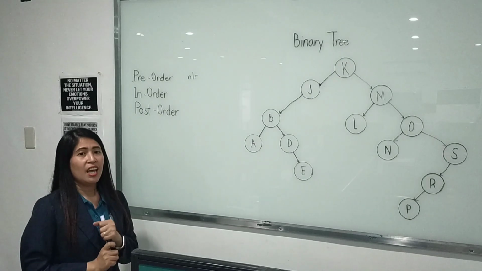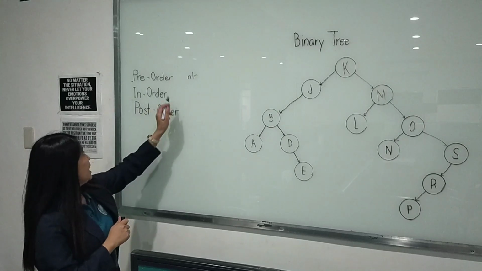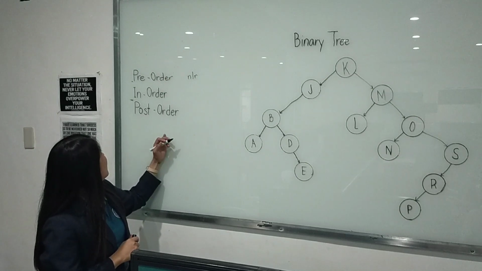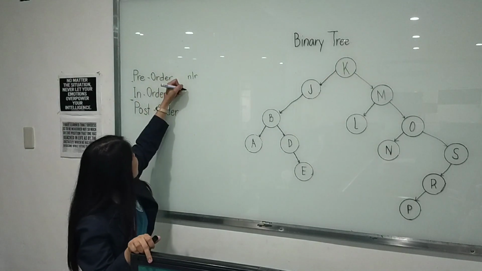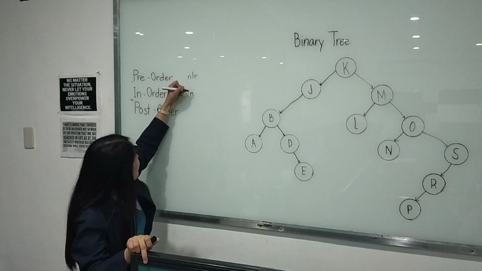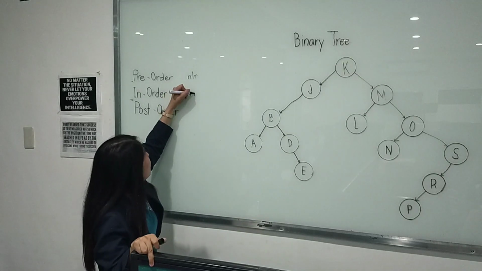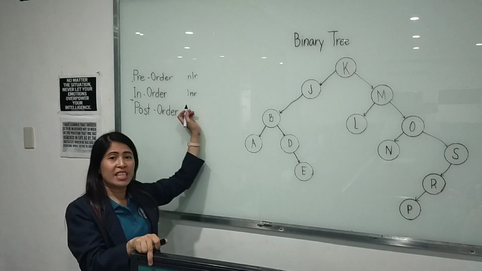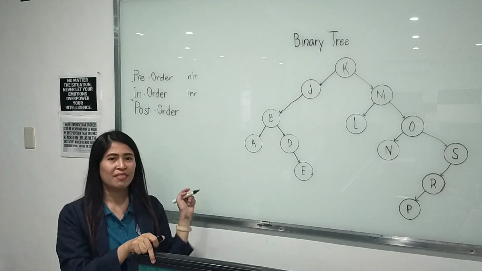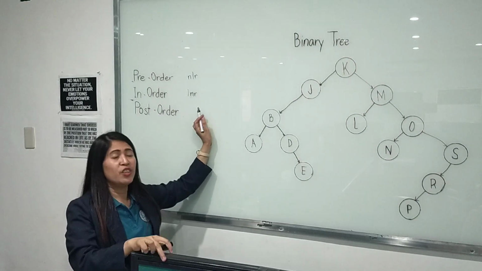So next is the in-order traversal. Think of it as an "in". So we visit the left subtree, and then we visit the node, and then the node will visit the right subtree. So as we see, it's in the middle of the left subtree and right subtree. So that's how we remember the in-order traversal.